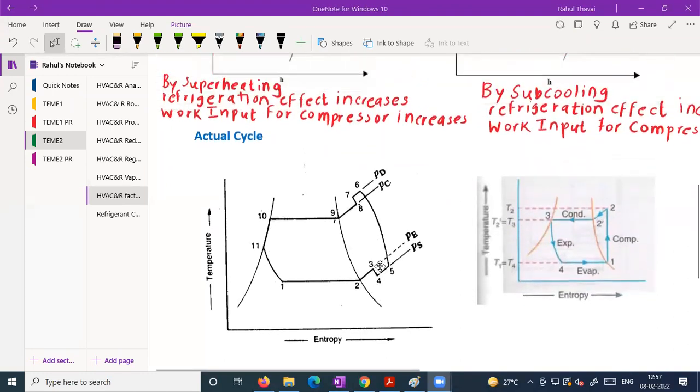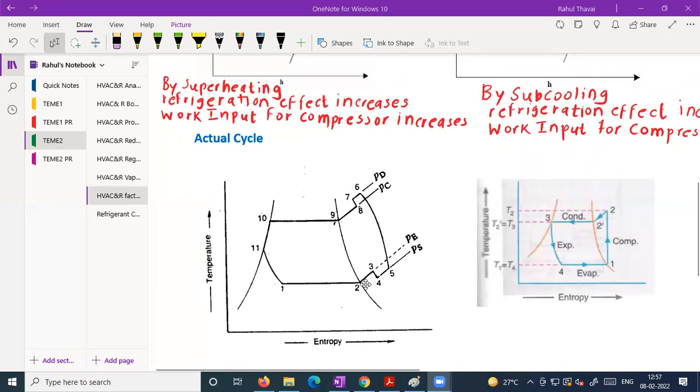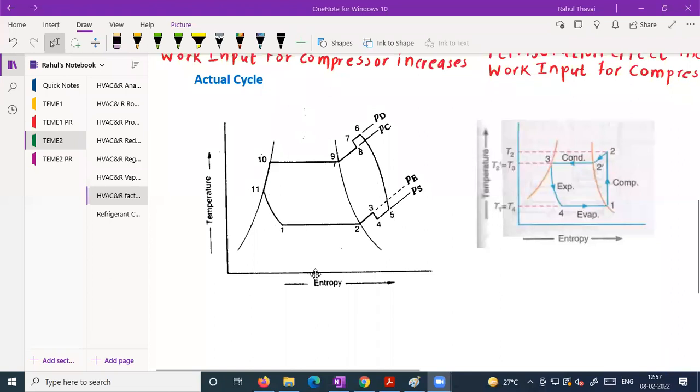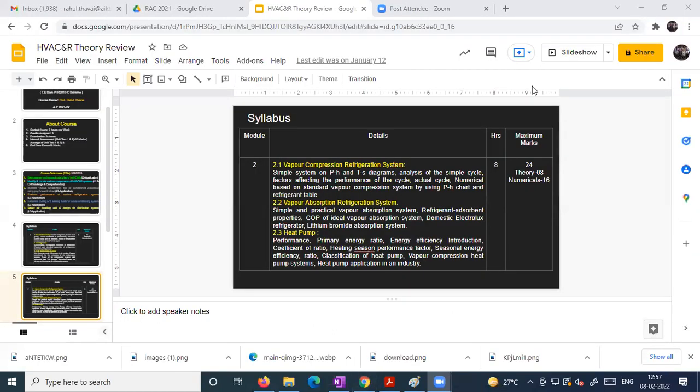We will see this actual cycle in the next session in more detail, and we will also take problems based on this. Because of the time constraint, we are concluding this session today, and in the next session we will see the actual cycle. If you have any doubt or difficulty, you can let me know. Otherwise, we can conclude the session and continue with the actual cycle and the problems based on the simple vapor compression system in the next session.